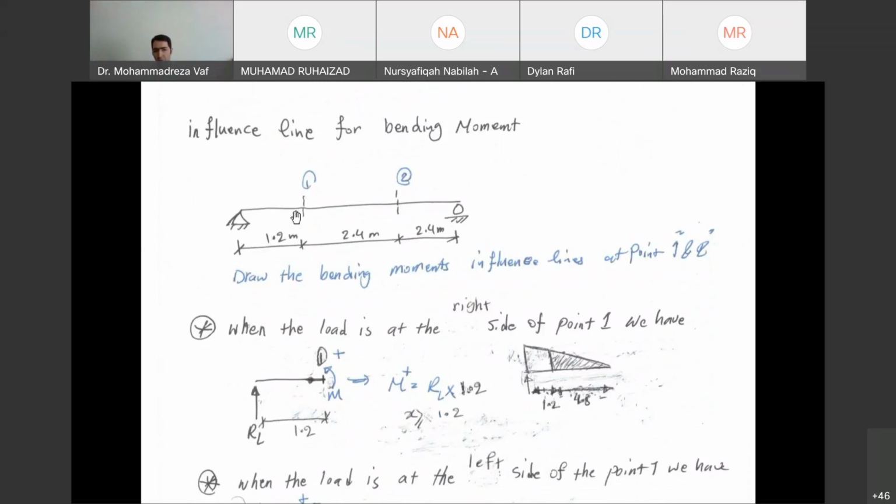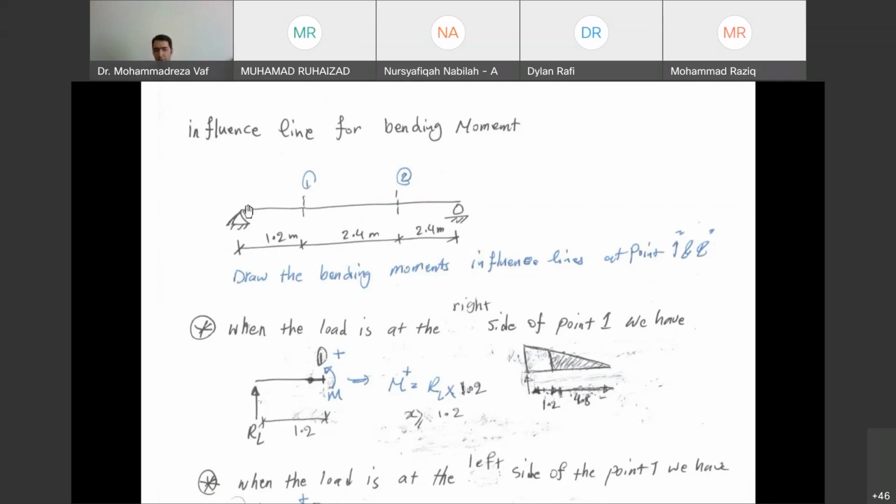Okay, you cut your beam from here. Then you can see that you have a unit load applied to this location, and we have nothing on the right side. So if you cut your beam from here, you can see that the bending moment at point 1 equals the support reaction multiplied by this span.